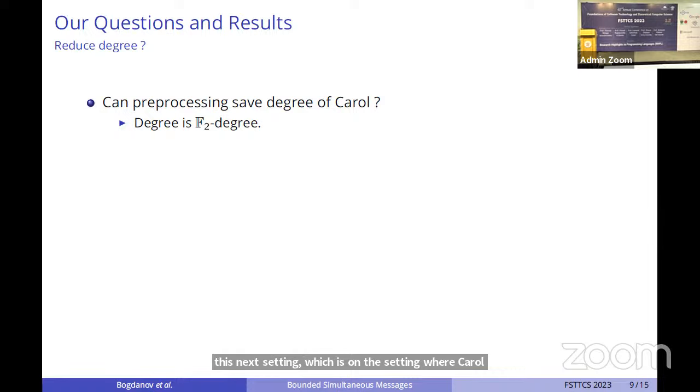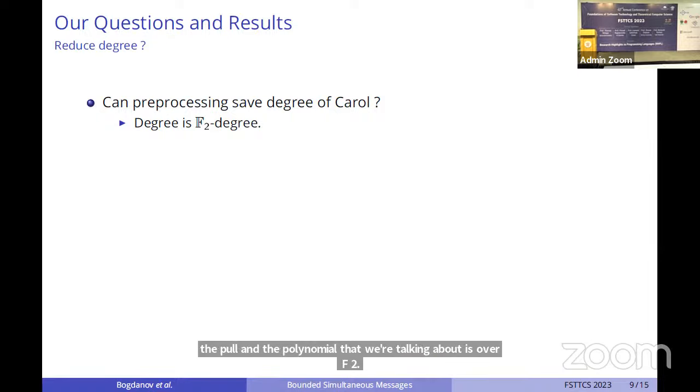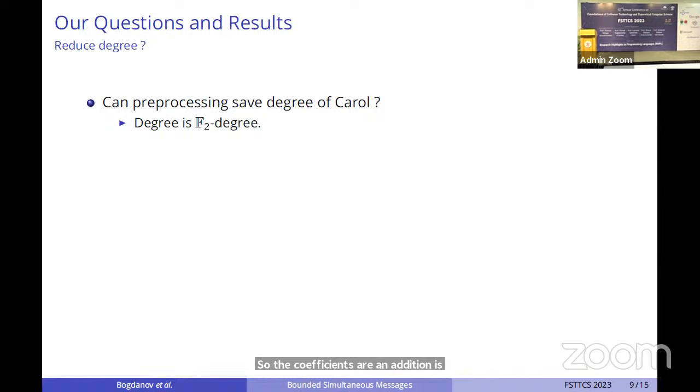So now replace Carol by a polynomial instead. And the polynomial that we're talking about is over F2. Okay. So the addition is modulo 2, and the coefficients are 0 or 1. And we know that every function can be expressed in this form, as we have said initially.